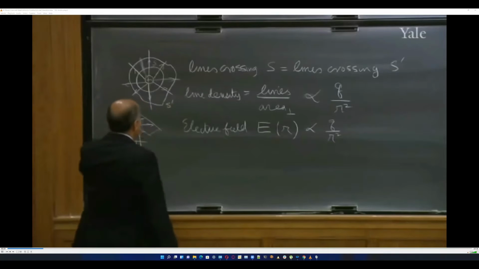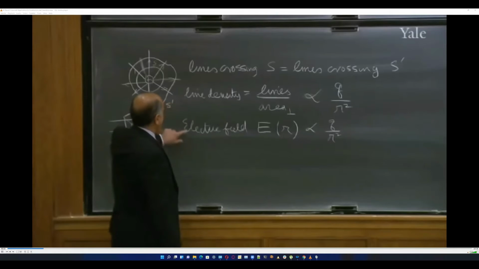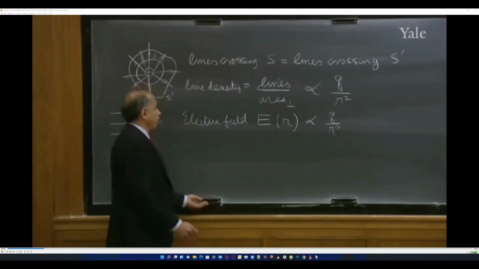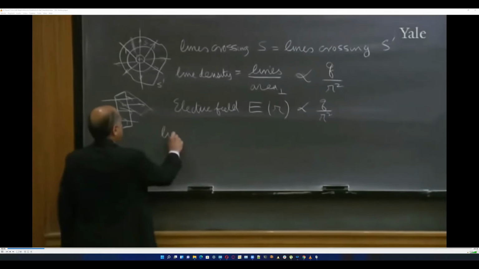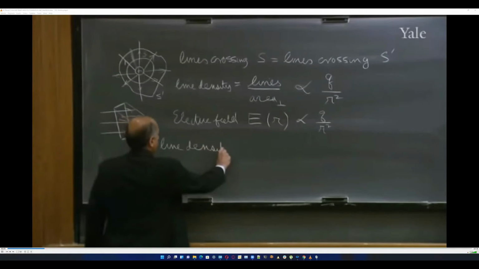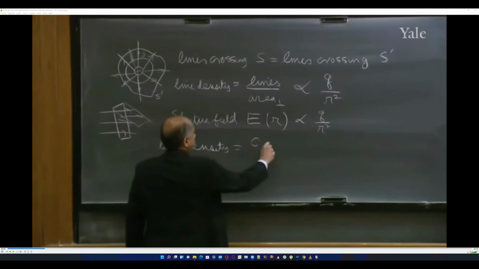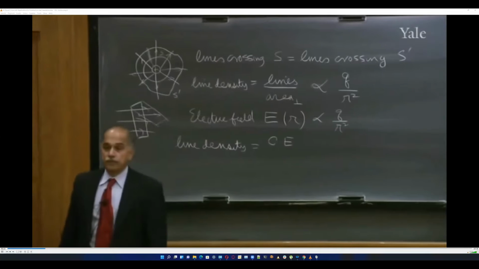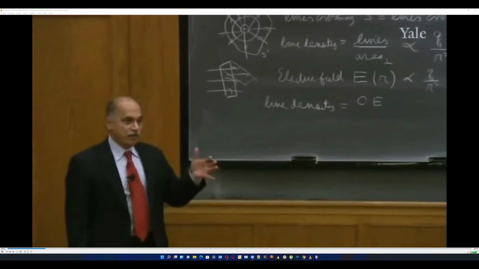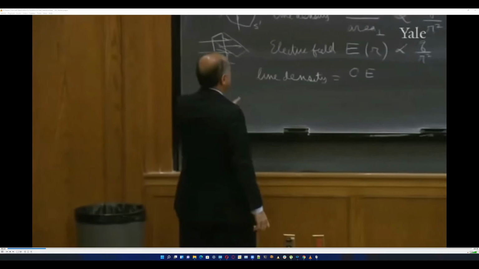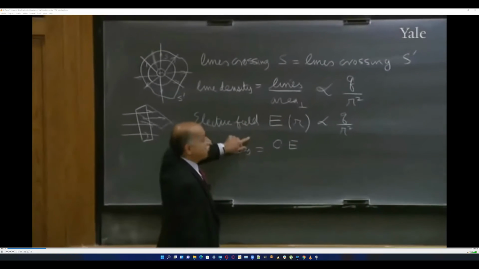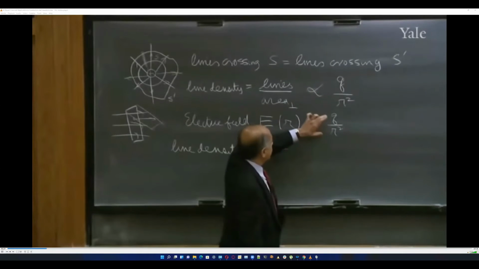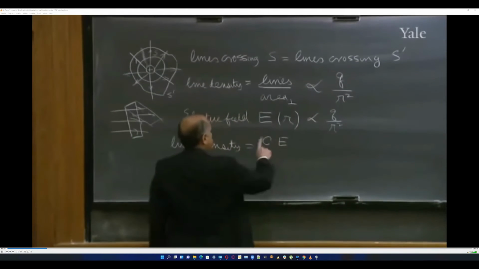From this, we may conclude that the line density is proportional to the electric field because they are both proportional to Q over r squared. Therefore, we can say line density is equal to some constant c times the electric field in magnitude. Direction of the lines is along E, but the magnitude, do you understand that? This is proportional to this. This may have some proportionality constant, this may have another one, but nothing changes the fact that this expression is proportional to that one. The constant will depend on details.